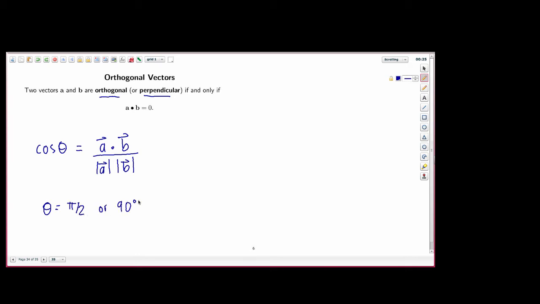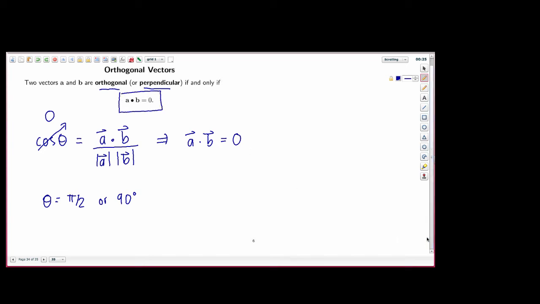And we know that the cosine of pi over 2 is equal to 0, so two vectors are orthogonal or perpendicular if the cosine of the angle between them is 0. We know that cosine of theta is A dotted with B over the length of A, length of B, so if the cosine of theta is 0, that means that A dotted with B, or the numerator of this fraction, is equal to 0. So two vectors are orthogonal or perpendicular if and only if their dot product is equal to 0.